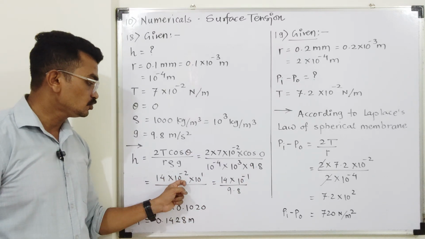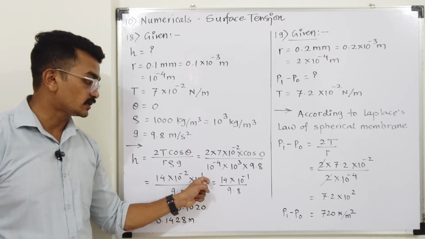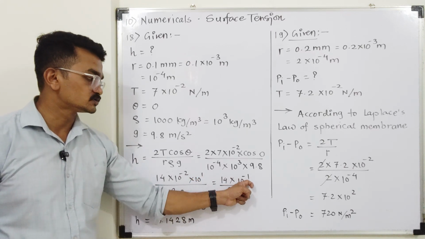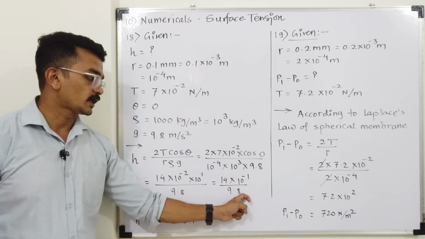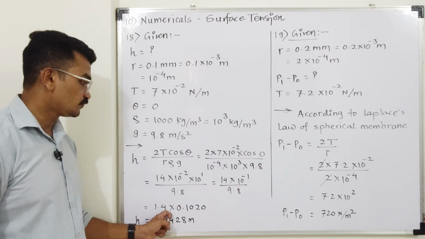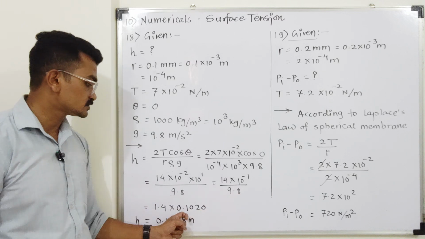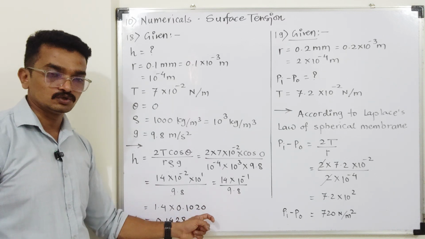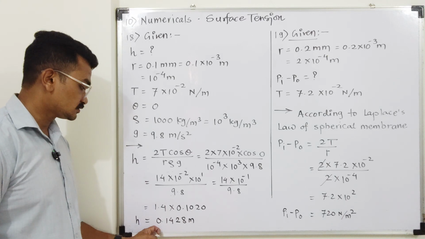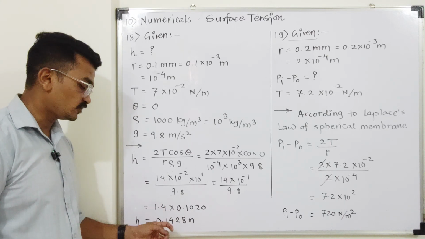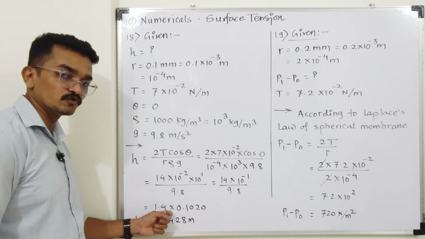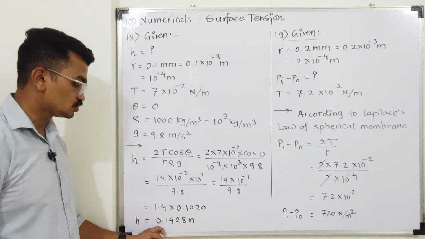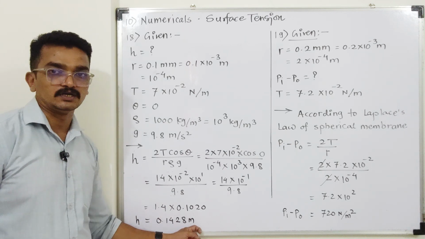So 14 into, minus 2 and plus 1 becomes minus 1, that is 10 to minus 1. So 14 into 10 to minus 1 upon 9.8. So this is 1.4. The reciprocal of 9.8 is 0.1020. Okay, so the answer is after multiplying by 14 or 1.4, you can do it both ways, and just shift the decimal point if you multiply by 14. So therefore H is equal to 0.1428 meter.